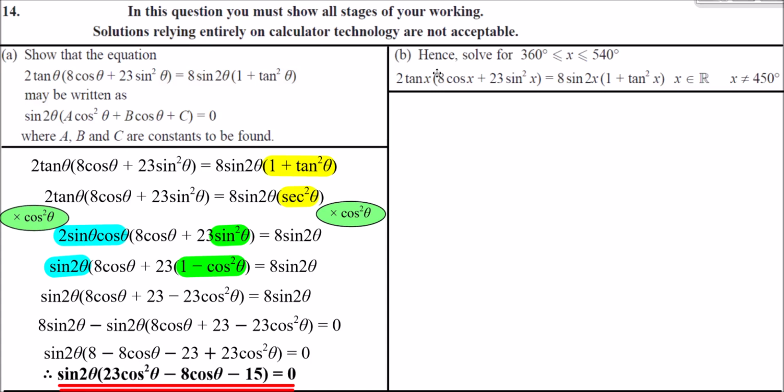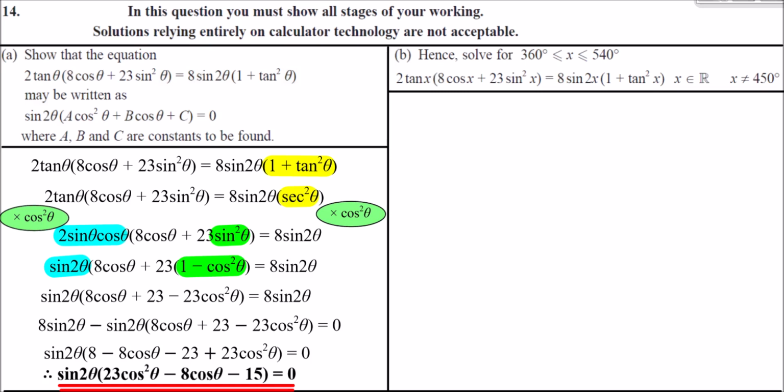Part B, it says hence, so we're going to use this result here, solving for the interval from 360 up to 540 for x, this equation here. I'm trying to work out when 2 tan x, 8 cos x plus 23 sine squared x equals 8 sine 2x, 1 plus tan squared x, where x is any real number, x not being equal to 450 degrees. If you compare this with the initial equation in part A, it's exactly the same thing, just that theta has been replaced with an x.